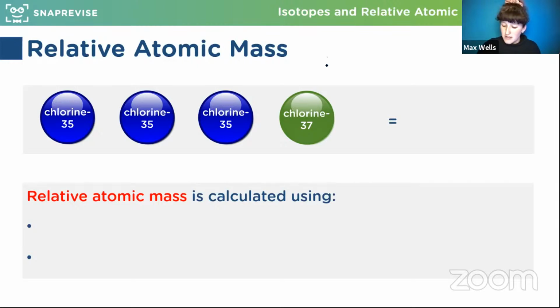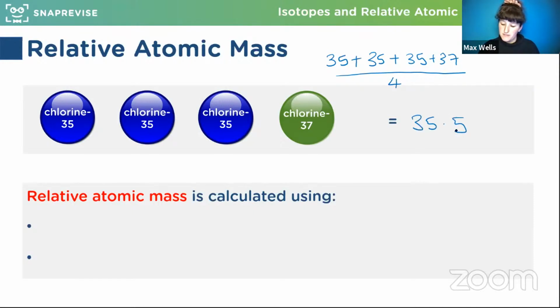It's exactly the same method. We're doing the average mass, so we need to add up the masses of each of our atoms: 35 plus 35 plus 35 plus 37. Then there's 1, 2, 3, 4 atoms, so we divide it all by 4. We should get an average mass of 35.5. Hopefully you guys got that.